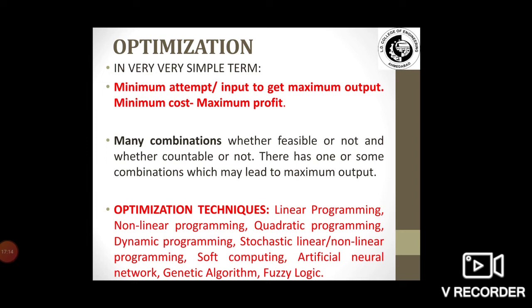So there are many combinations that may be feasible or not feasible, that may be countable or not, but there may be one or two such solutions which may be best or perfect regarding that particular situation. So that you must know. So there are different optimization techniques, right from mathematics, the linear and the non-linear programming, quadratic, dynamic programming, stochastic, and soft computing techniques are being given.